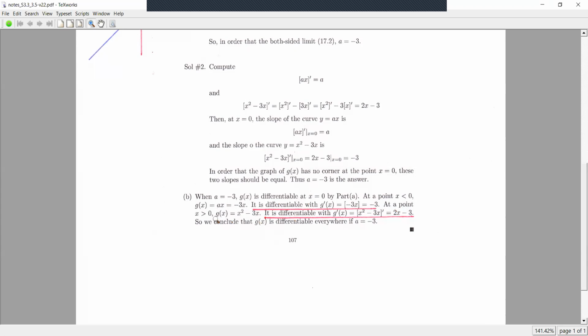At a point x greater than 0, the function g is x squared minus 3x. This function is also differentiable. The derivative is 2x minus 3. So we conclude that the function g is differentiable everywhere if a is -3.